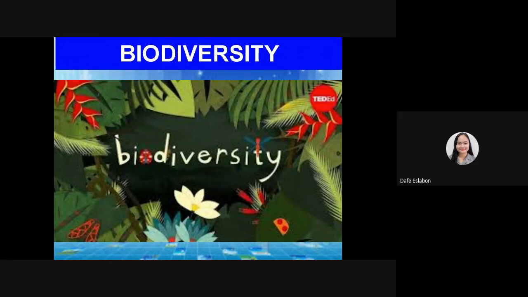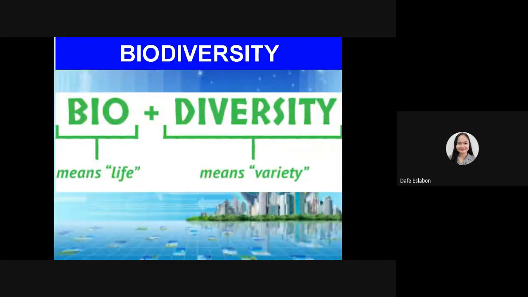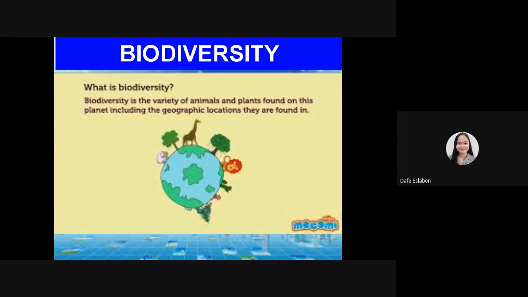Before we start on the three levels of biodiversity, let's first understand what is meant by biodiversity. Now, what comes to your mind when you say biodiversity? Bio means life, and diversity means variety or many. So if you put it together, biodiversity means many kinds of life or variations of life. In a simple context, biodiversity is a variety of animals and plants found on this planet, including the geographic locations they are found in.